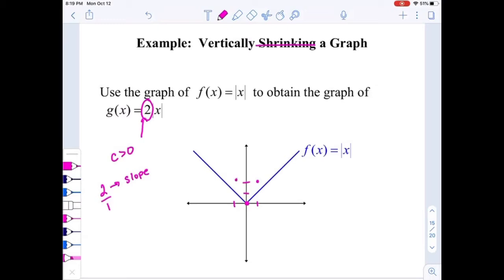So what happens here is instead of going up 1 over 1, we're now going to go up 2 over 1 because we now have that 2 in the front. It's going to stretch out a little bit. So our V shape is now going to look a little bit skinnier in a sense. So we're going to have a graph that looks like that.